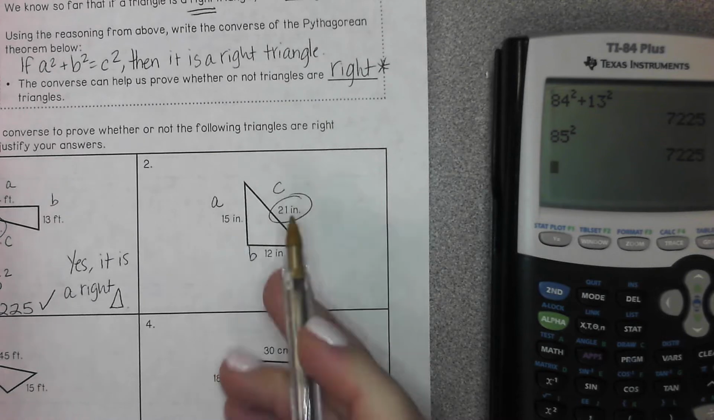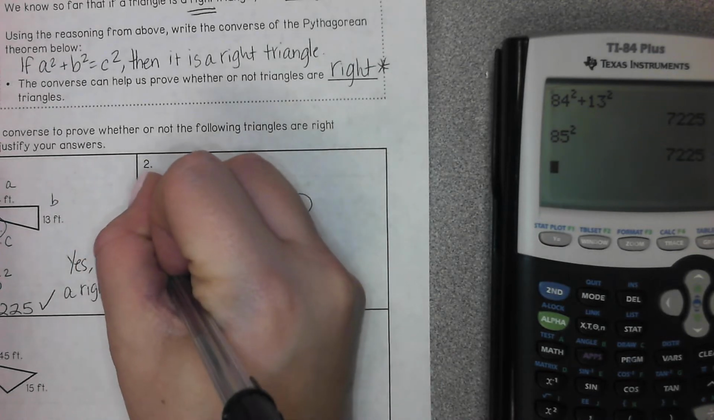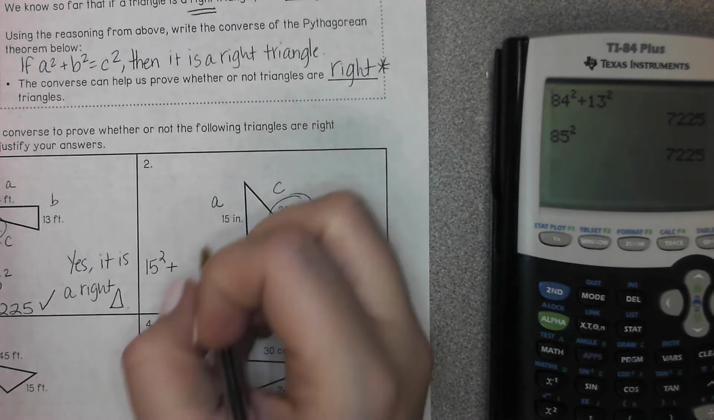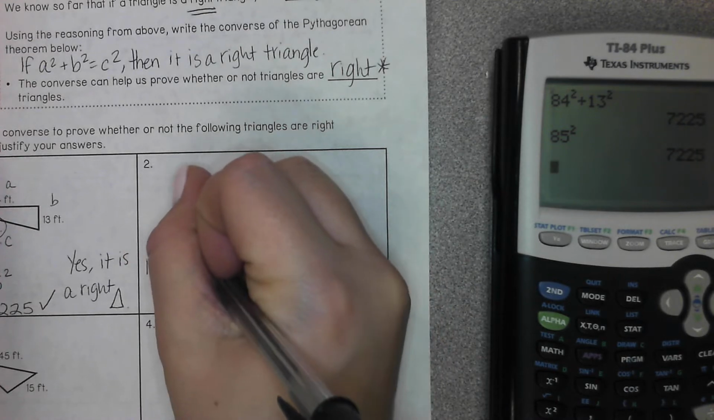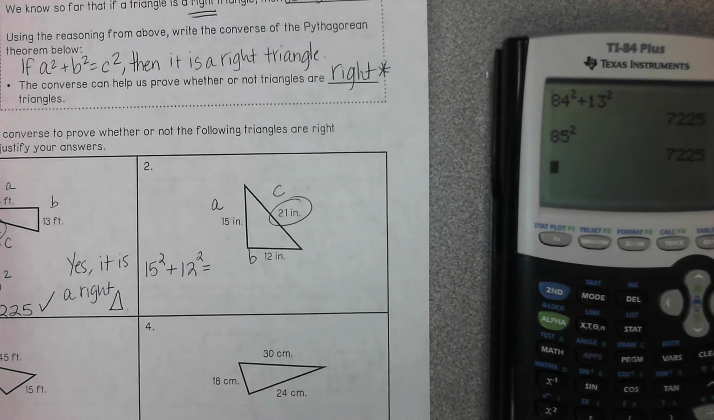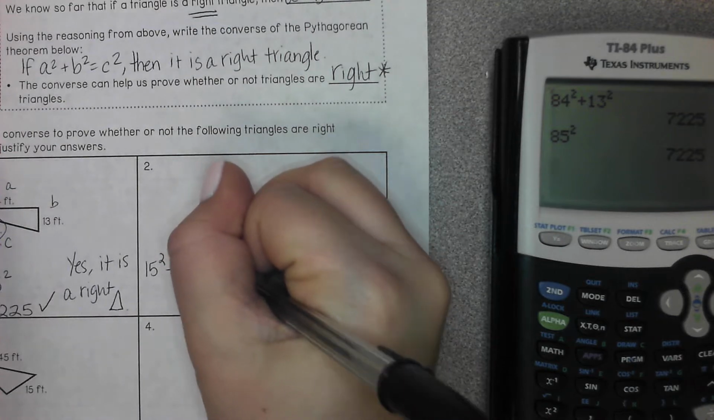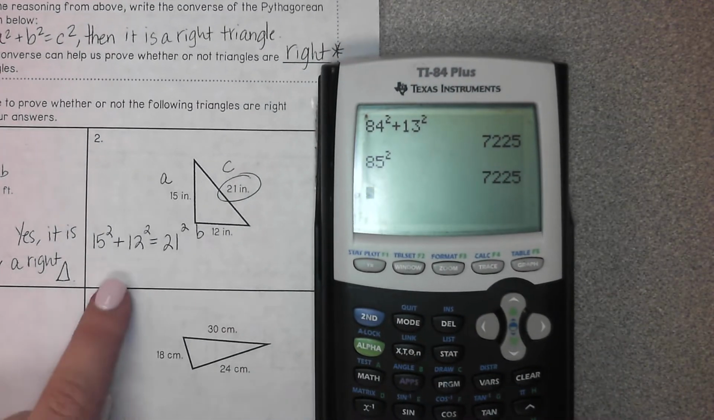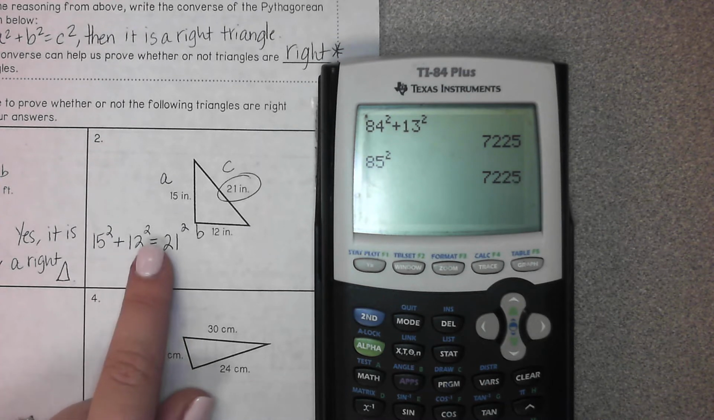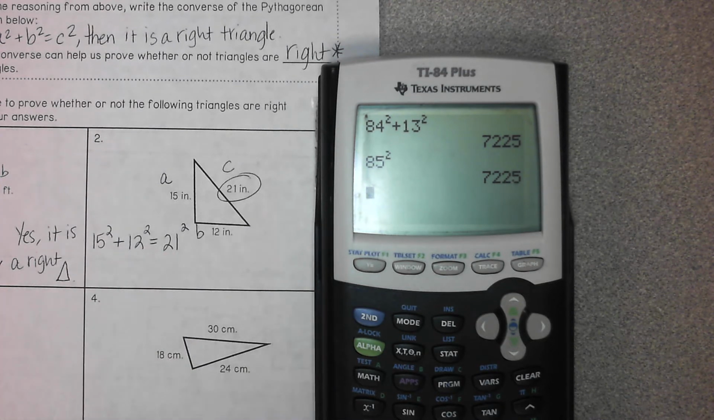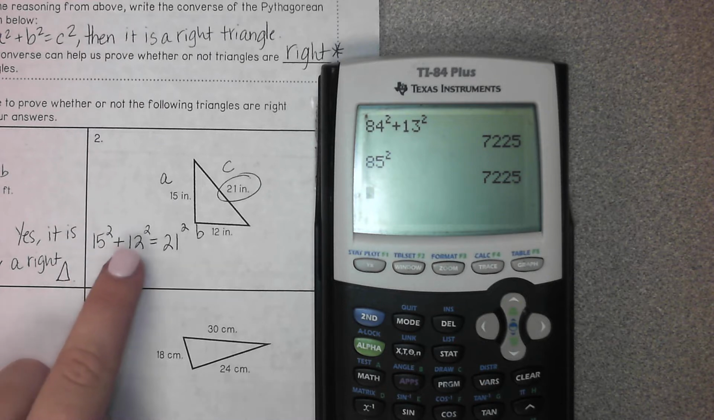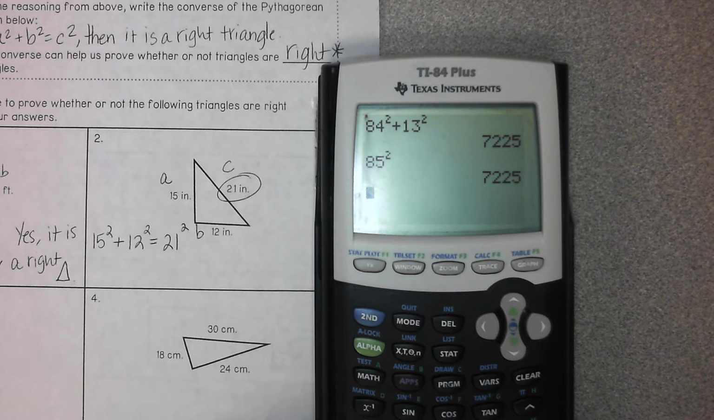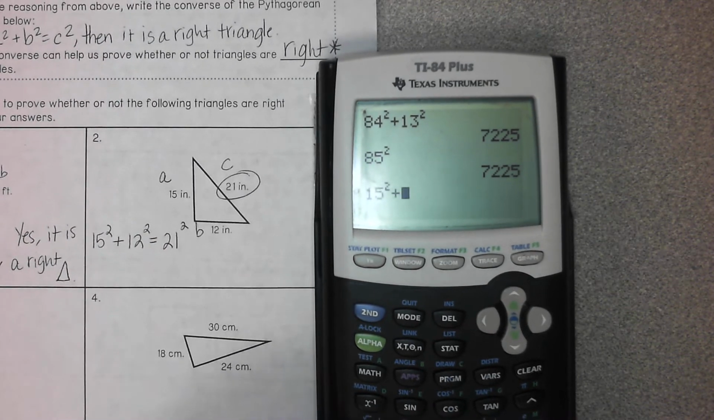So a squared would be 15 squared, plus my b squared would be 12 squared, and that will equal c squared, which is 21 squared. And I'm just going to go to my calculator and start figuring it out. So remember, we don't want to plug the whole thing in because you can't really do an equal sign in the calculator. So you're always just going to do a squared plus b squared first, find the answer, and then do c squared. So first we're going to do 15 squared plus 12 squared and press enter.